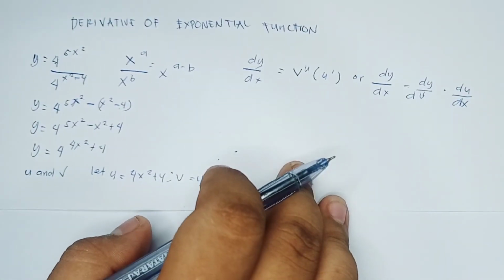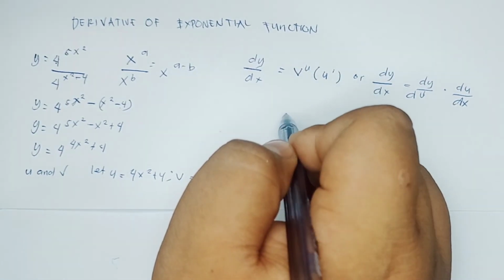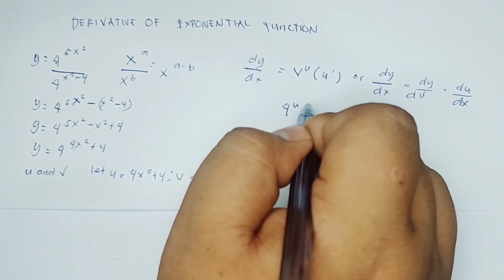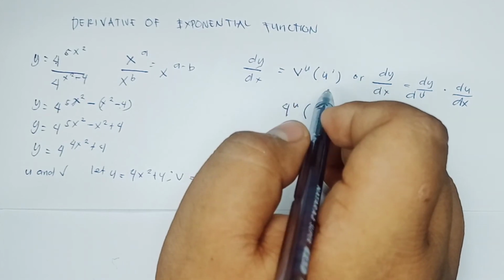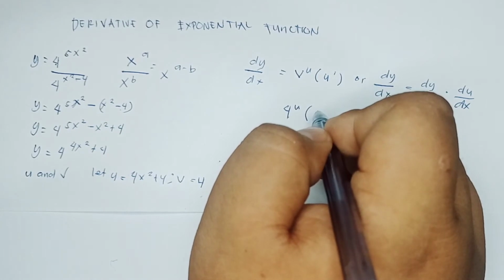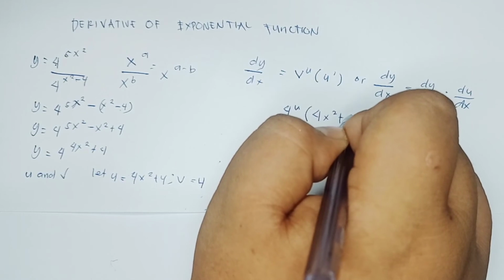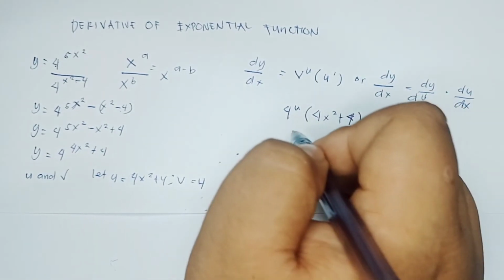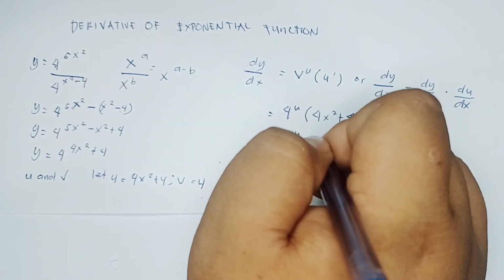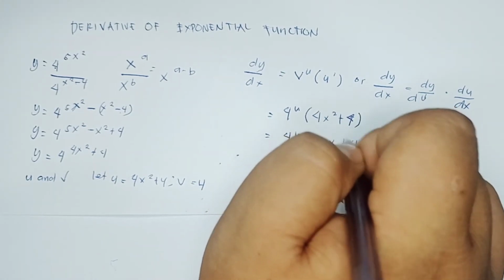After that, we need to substitute it. The v is the base, where 4 is u and u prime is the derivative of u. Let us first put the u, which is 4x squared plus 4, and find its derivative. For u, the derivative of u is 2x plus 4.